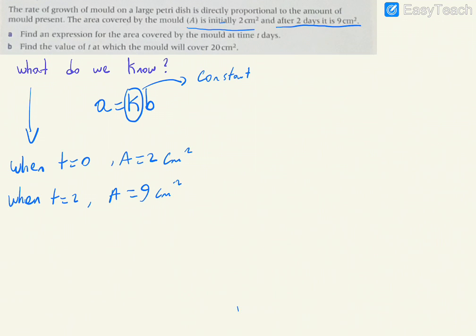First I have to find the expression for the area. The area is changing according to the time, right? So let's start from A. Then dA over dt is directly proportional to the amount of mold present, right? Let's say k times A. Here A is my mold.